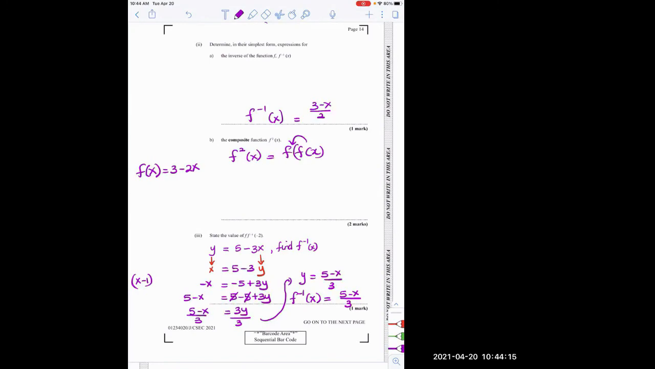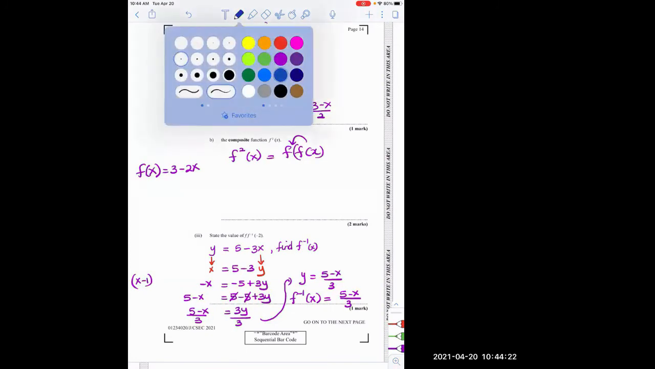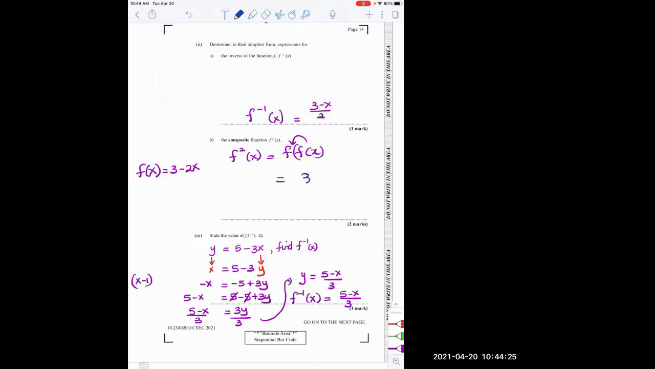Now, the only time we could make a replacement is where we see x. We cannot replace anything for the constants. So I will write the function 3 minus 2x. And in place of the x, we are replacing it with the whole f function, which is 3 minus 2x. So work out this for me: 3 minus 2 by 3 plus 2 multiplied by 2x. Work out that and tell me what you get.